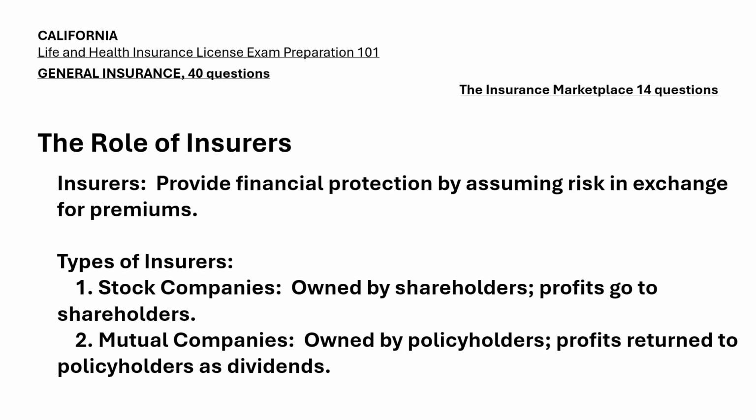Description: Insurance companies, or insurers, are the entities that assume the financial risk on behalf of their clients in exchange for a premium. There are two main types of insurers: stock companies and mutual companies. Stock companies are owned by shareholders and profits are distributed to them. Mutual companies, on the other hand, are owned by the policyholders, who may receive dividends as a return on profits. Each type of insurer has its own unique structure and way of operating, but both serve the same purpose: to provide financial protection for their clients in the face of risk.